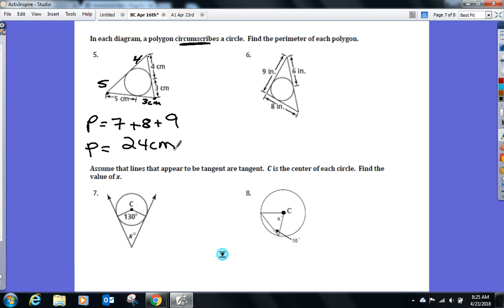See what you can do on number 6 in your group, because I gave you 2 out of 3 sides. So 9 plus 8. How do you find the third missing side? Because this is not 6 right here. These aren't two tangents drawn to the same point. They're drawn to 2 different points. So this is not 6. All right, get after it.